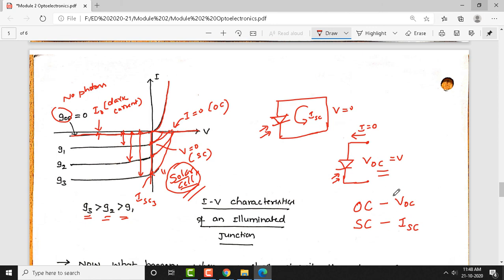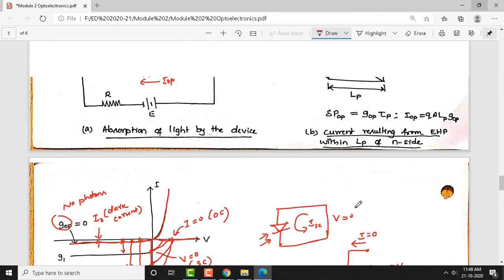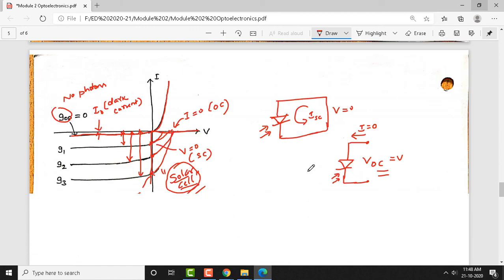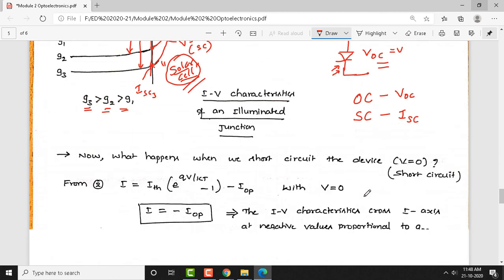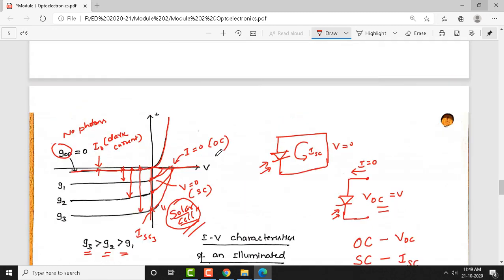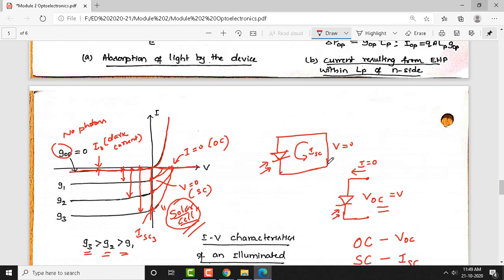Now, this is what you need to understand from our basic optical current equation. Using this current equation that we have derived here, we need to obtain these two conditions, open circuit condition and short circuit condition. Now, you can see here we short circuit the device. When you make V equal to 0, what is going to happen here? This is called short circuit, and there is a short circuit current flowing in this.